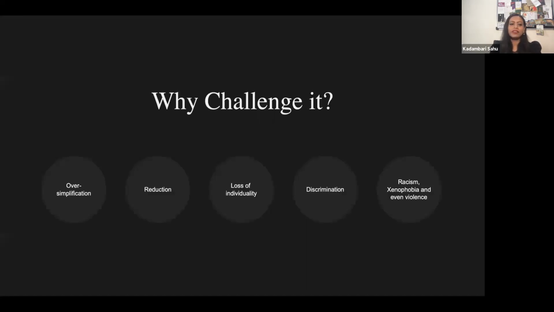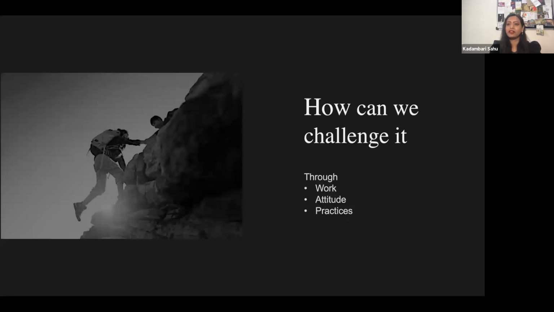Now let's talk about why we need to challenge it. I did talk about how stereotypes are basically oversimplification of characteristics. It's basically a reduction of individuals into just a group and certain characteristics, which means there's a loss of individuality and identity when we look at it. If these stereotypes have negative connotations, they can lead to another place, which is discrimination. And in its extreme form, it can bring about racism, xenophobia, and incite violence. So we need to be extremely careful where and how these stereotypes can take us.